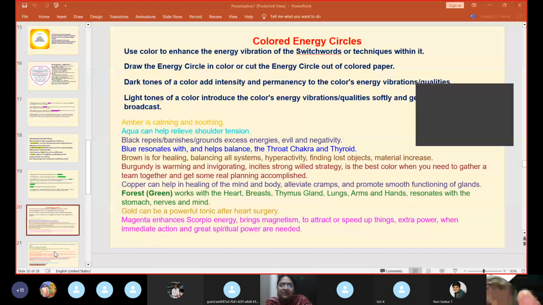So when you see the different colors here, you will realize that dark tones of the color will increase the intensity of the subject, that is our intention. And the light tones of the color will gently make the energies work.